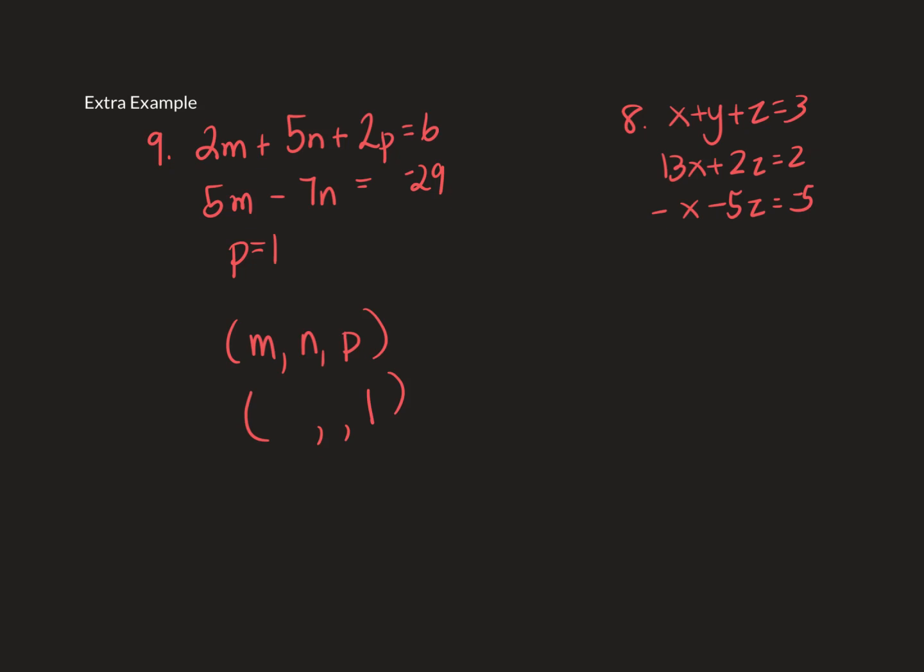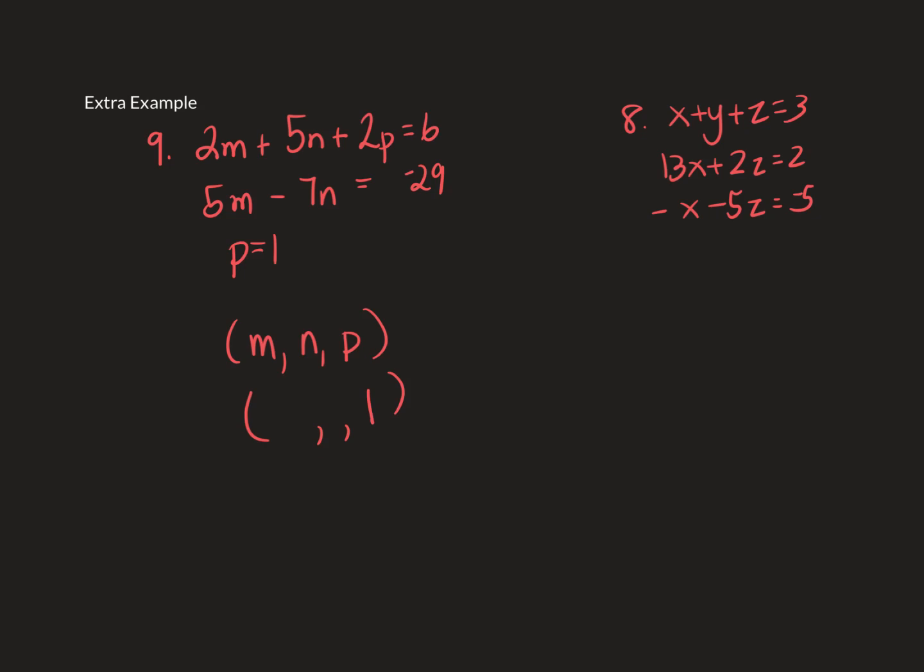My next word of advice, I'm not going to do this whole problem for you, but my next word of advice would be to take this P value and put it here and subtract this value to the other side. And then you'll have 2m plus 5n equals this value, and 5m minus 7n equals -29. And then you'll have a system of 2 equations, and you'll be able to find your m and your n.